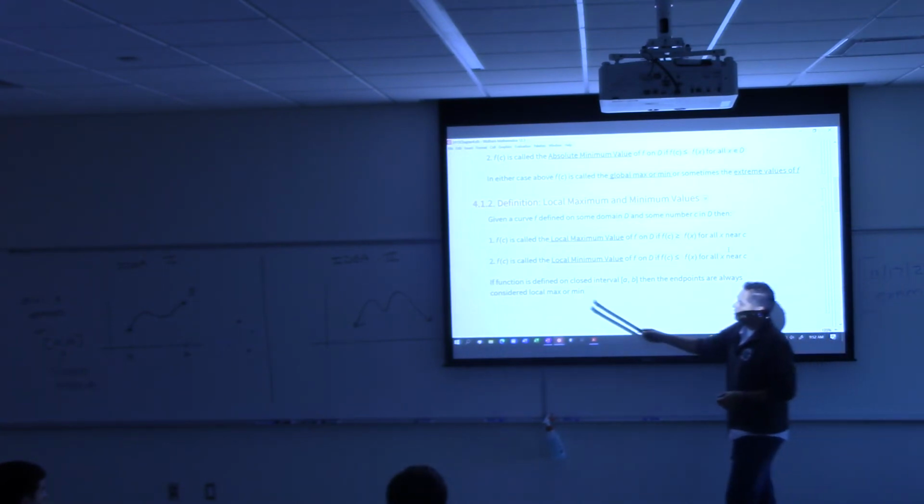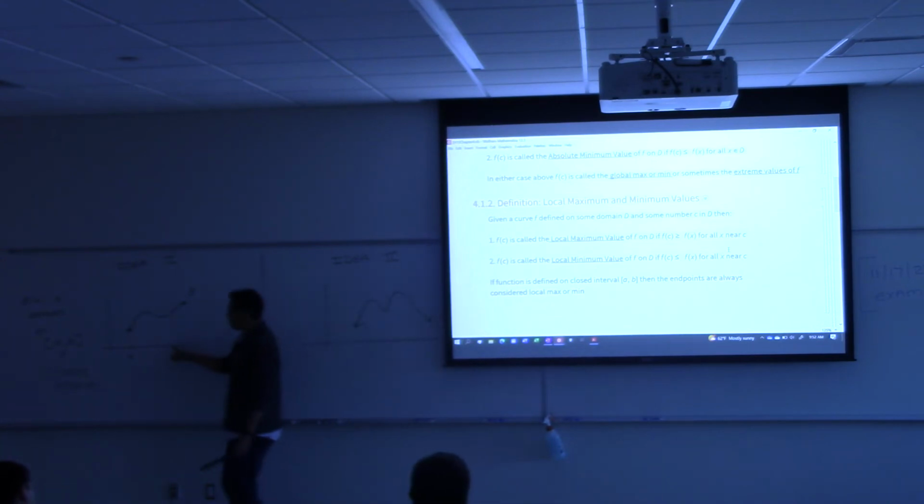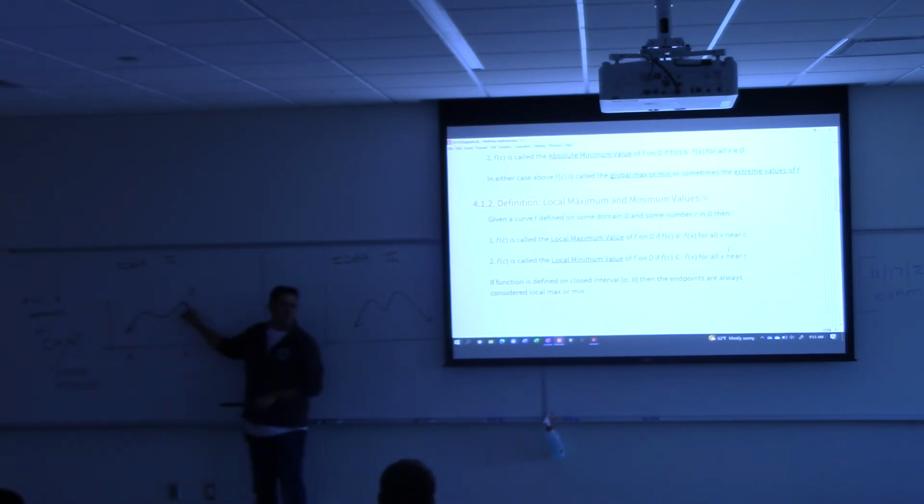If your function is defined on a closed interval, so if you're back in this scenario over here, the two endpoints are always considered local maximums or local minimums. So you see this point here? That would be considered a local minimum because it is the lowest point relative to the points near it. And this would be a local maximum because it is the highest point relative to the points that are near it. Understand?